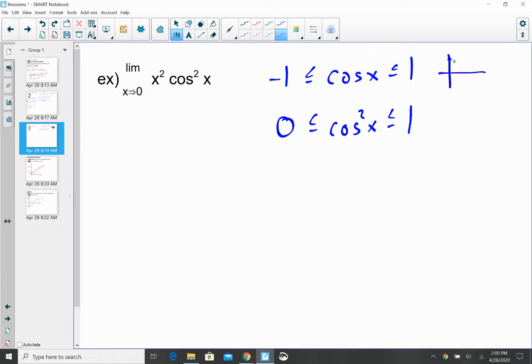Here's your cosine graph. There's -1 and here's +1. So when you square all these y values, you have something that looks like this. Bump, bump, going like that. All right, so the 0 will be the smallest value.